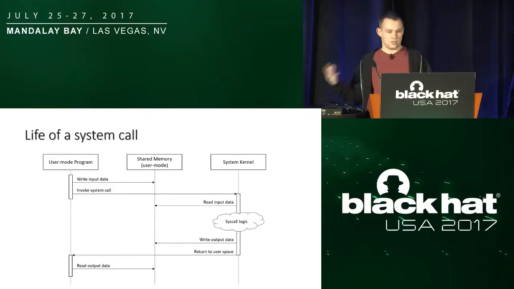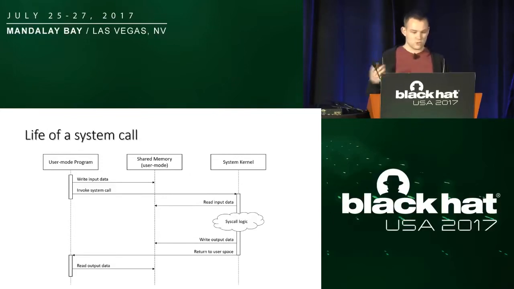So this is how it looks on a simple graph. We have the user mode program, which wants to perform some operation. So it writes input data to the shared user mode memory. Then it invokes the system call, which transfers execution to the system kernel, which then reads the input data, performs some logic, writes output data back, and returns to user space. Then the user mode program reads the output data back and operates on it. So in this presentation, we're mostly interested in these two stages of the system kernel, first reading input data and then writing output data, and especially in the second part.